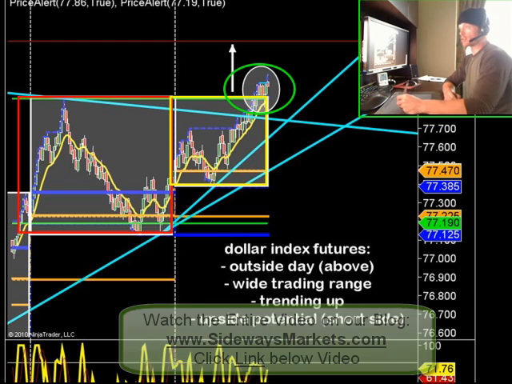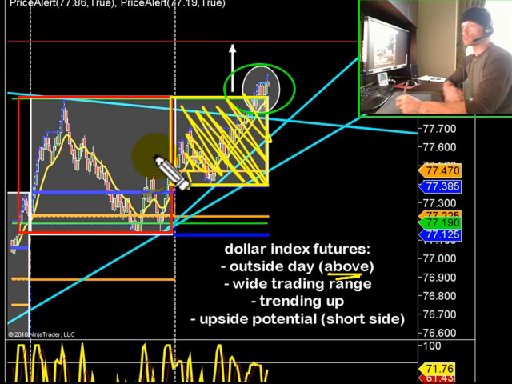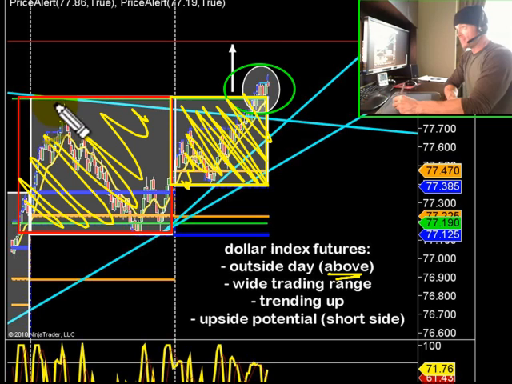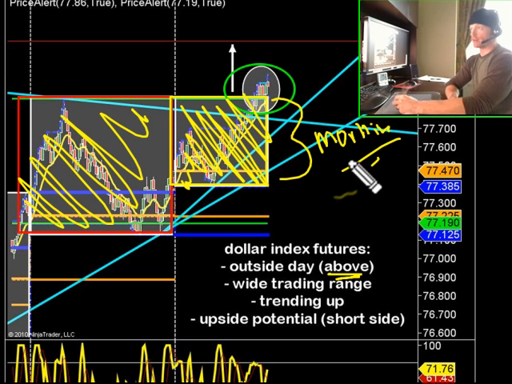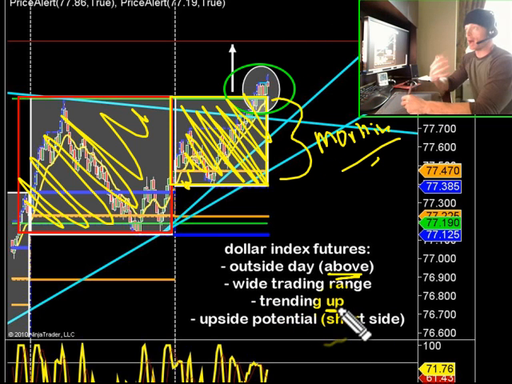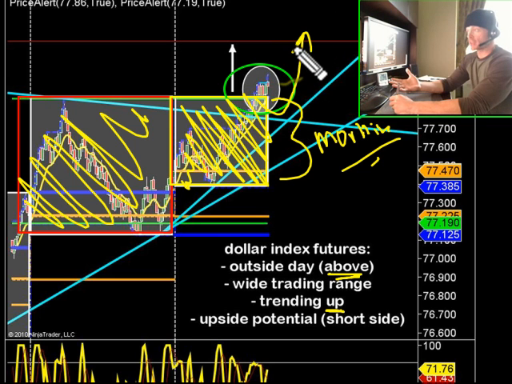So we can pretty much assume the following for the dollar. It's an outside day. We were above the trading range. It was a relatively wide trading range, right? Which means the width of the trading range here was relatively wide compared to the width of the trading range yesterday. Of course, keep in mind, that's the whole day yesterday. This was just the morning. Okay, so a relatively wide trading range there. We also saw it trending up. So trending up meant, of course, the bias for the dollar is the long side.